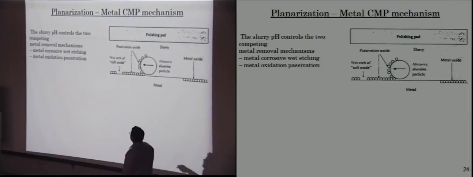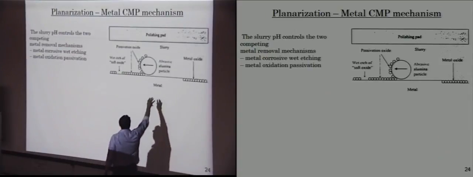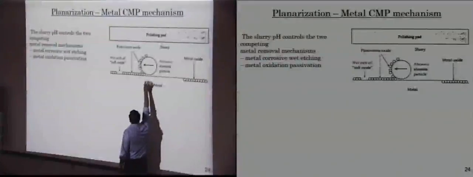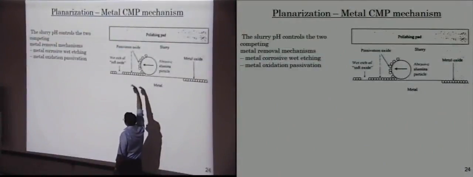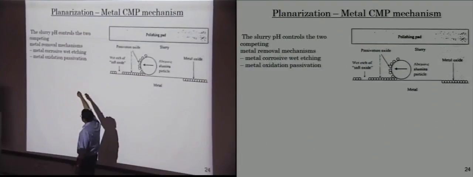One is you have two components in the solution, one which tends to oxidize the material and one which tends to etch the metal. So let's say you have the metal surface, you have the abrasive particle inside your slurry. The solution has at least two components. One is an oxidizing layer and one is an etching solution.